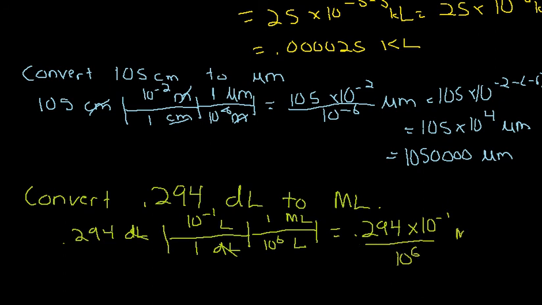Again, we can combine the exponents. So this would become 0.294 times 10 to the negative 7th megaliters. And I'm not going to move that decimal 7 places to the left. That's actually an inconvenient way of writing it. But you can just leave it like this. Should be okay as long as your teachers are alright with you not doing standard scientific notation.